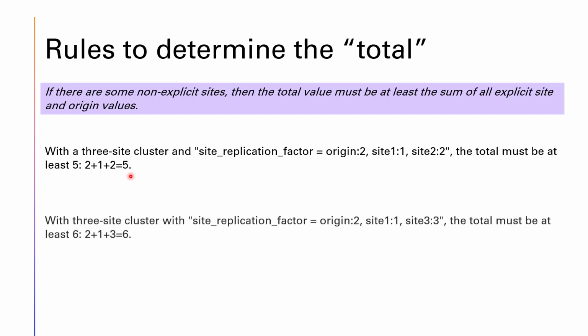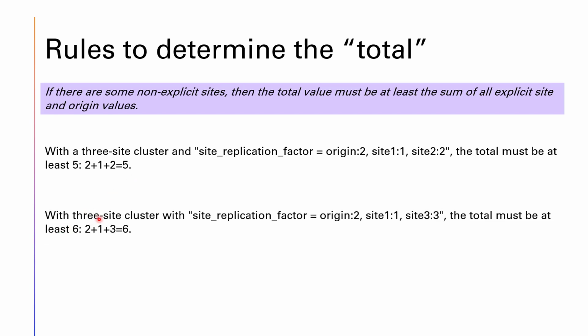Let's take another example. Let's say we again have a 3-site cluster with these settings. Origin is 2, site 1 is 1, site 3 is 3. So what will be my total? I need to set up 3 plus 1 plus 2, that means 6. At least a minimum of 6 I have to give as the total. It could be greater than that as well.